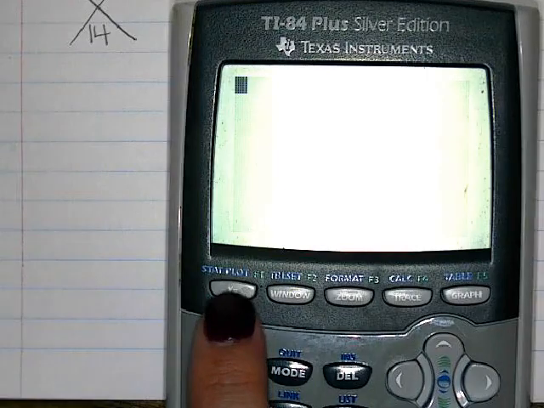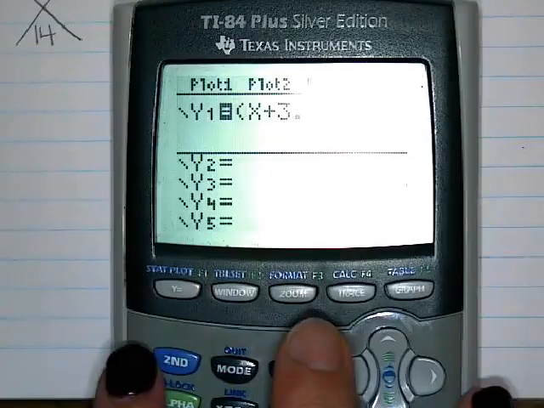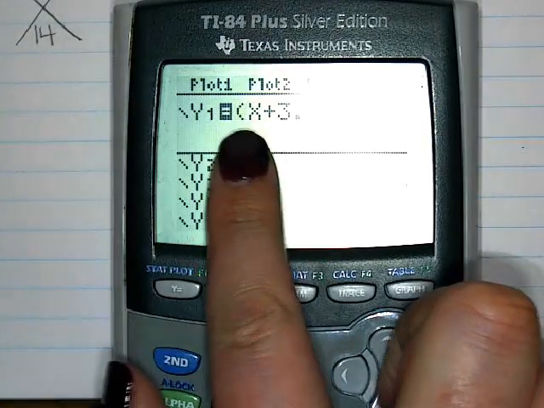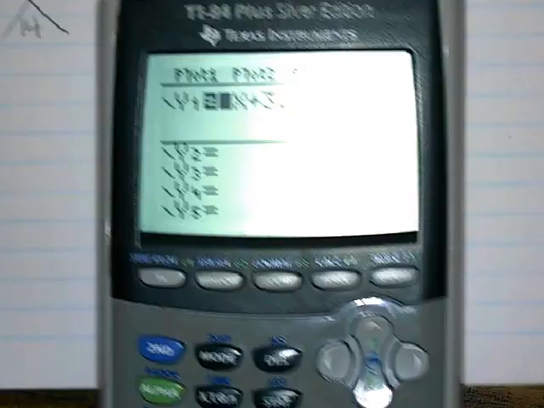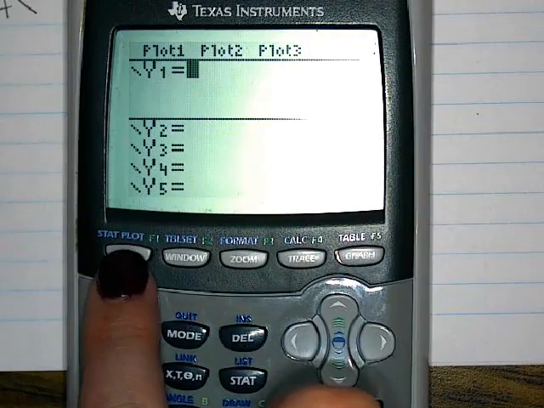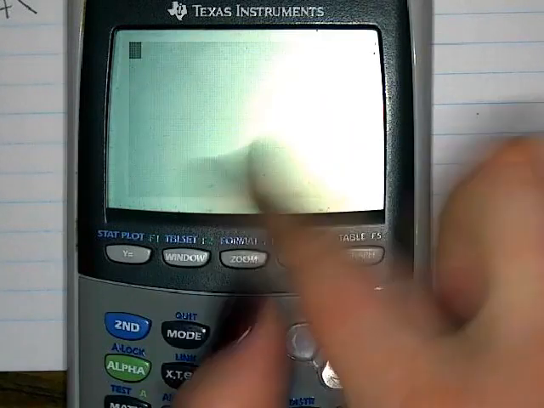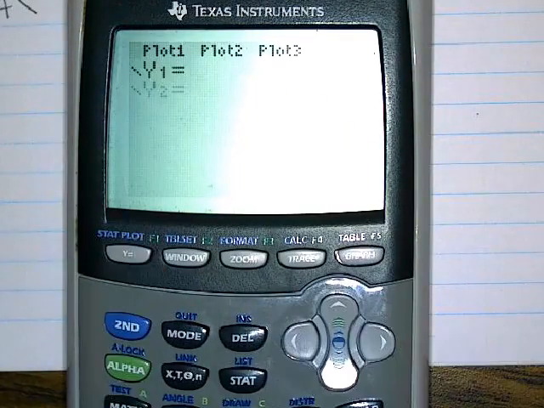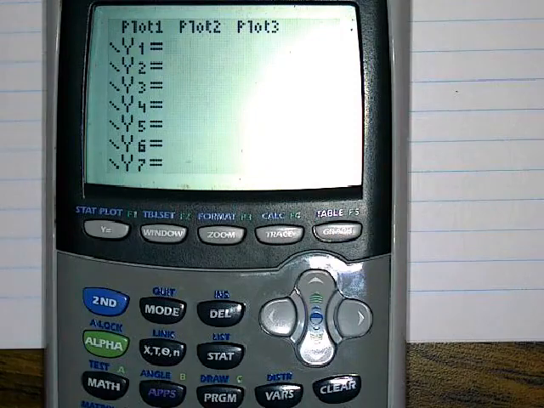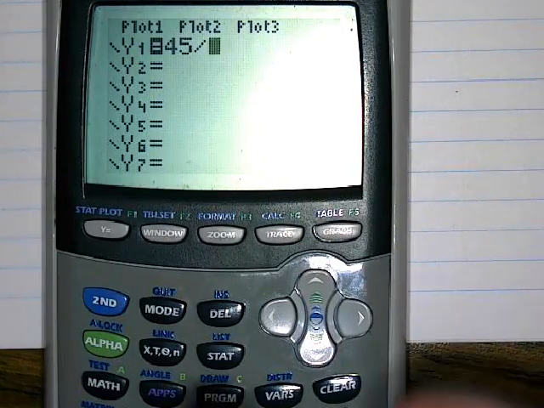And in y equals, if there's something there, you're going to press clear, which is right by the down arrow. Yep, y equals is right up here. So if I was on the normal screen, I would just press y equals. I'm looking for two numbers that multiply to 45. So what I'm going to type is 45 divided by, and then x is right next to the green button. 45 divided by x.